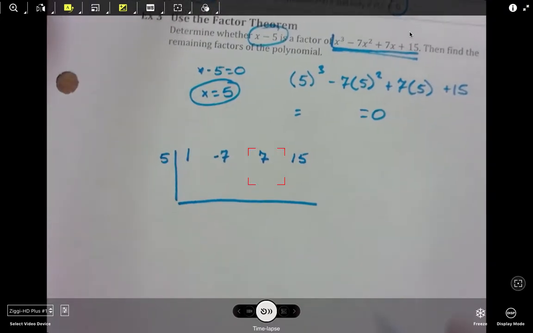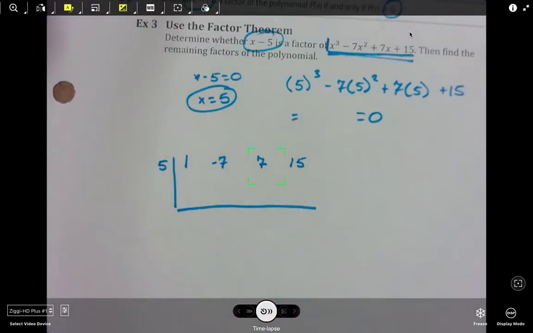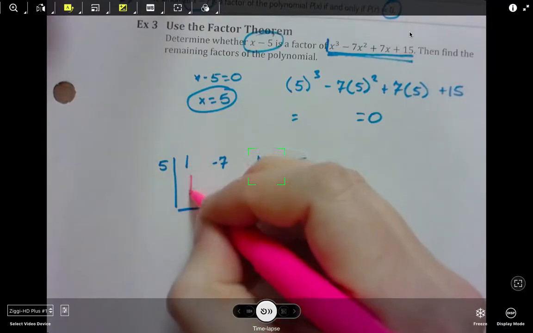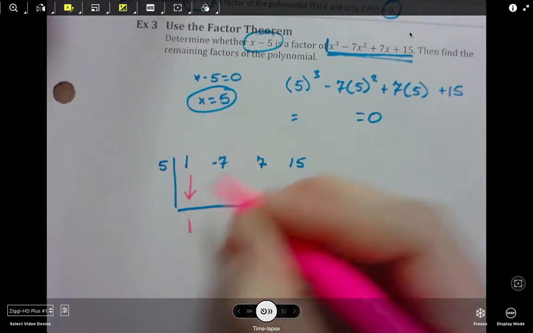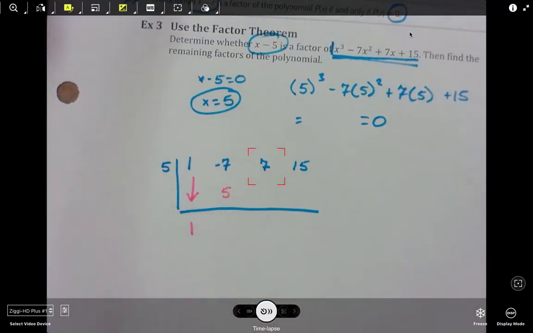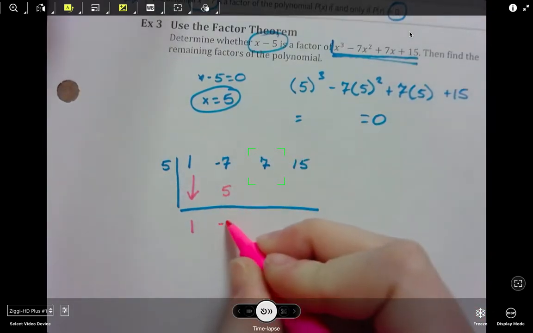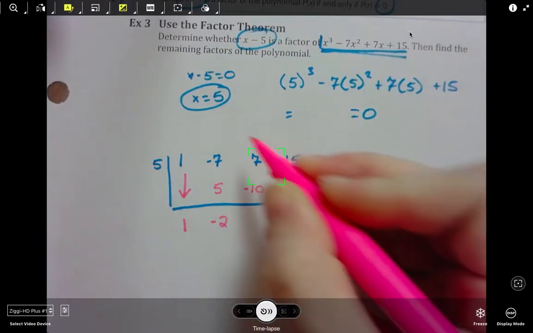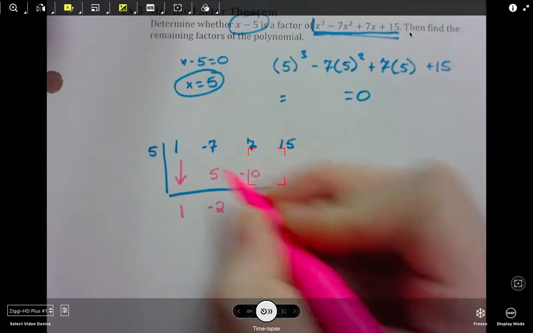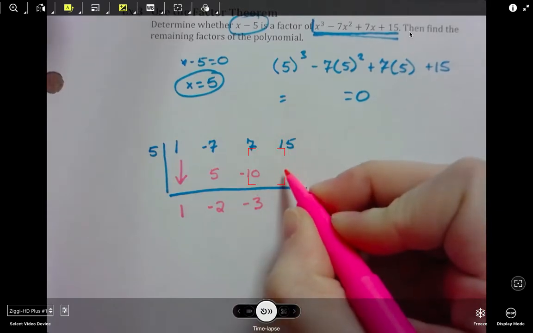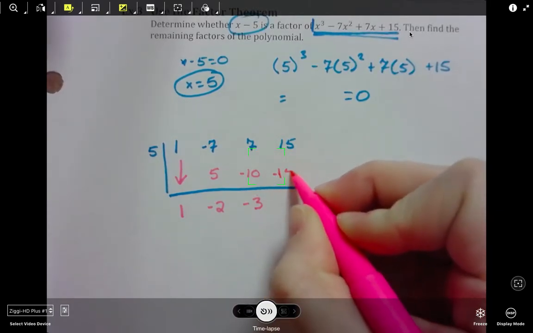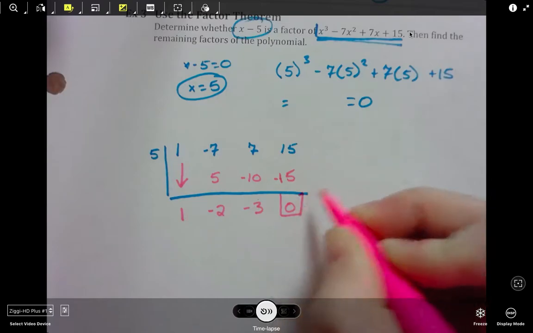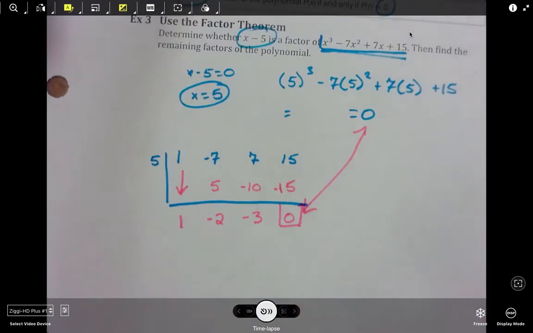Okay? So let's go ahead and do this synthetic division here. I'm going to drop my 1 down. 5 times 1 is 5. And then I add, and that gives me negative 2. And 5 and negative 2 make negative 10 when I multiply, and then I add. So that's negative 3. And 5 and negative 3 is negative 15. And when I add that, that's 0. Look, it matches up again. That last number and the number I got when I plugged in match up, as they should.